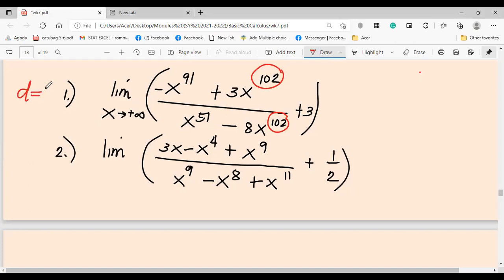When the degree of the denominator is equal to the degree of the numerator, you get the ratio. What is the ratio of 3 over negative 8? Kunin mo yan, so this will be negative 3 over 8. Kaso, nakalimutan mo, there is 3 here, so you need to add 3. So what is negative 3 over 8 plus 3?